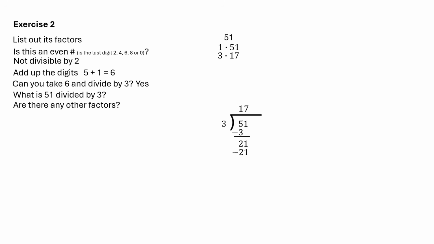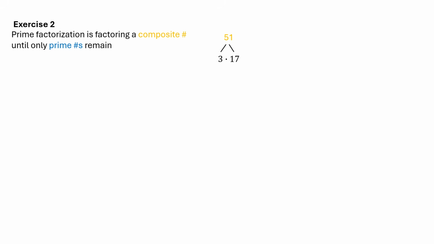Okay. Are there any other factors? Is this number prime or composite? This is a composite number. Prime factorization is factoring a composite number until only prime numbers remain. So we're going to use 51 as our composite number. And we already know that other than 1 times 51, we can multiply 3 times 17 and get 51.